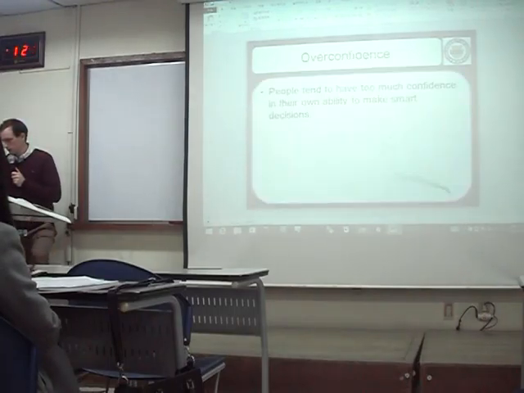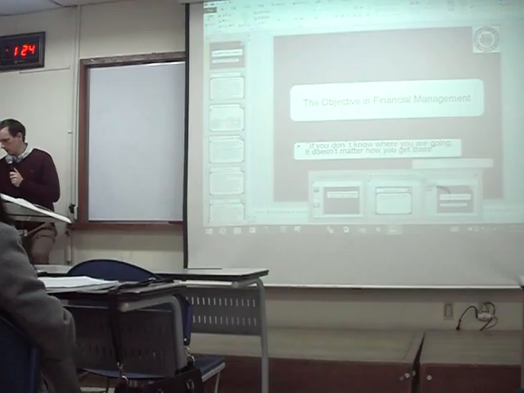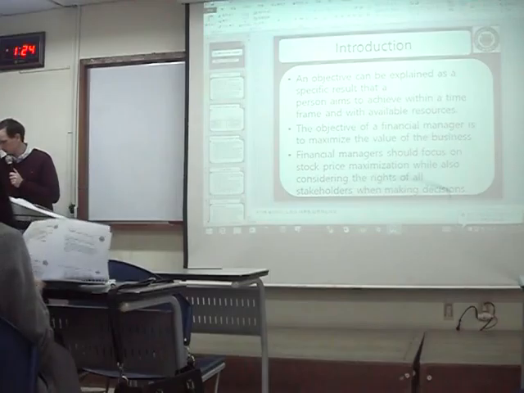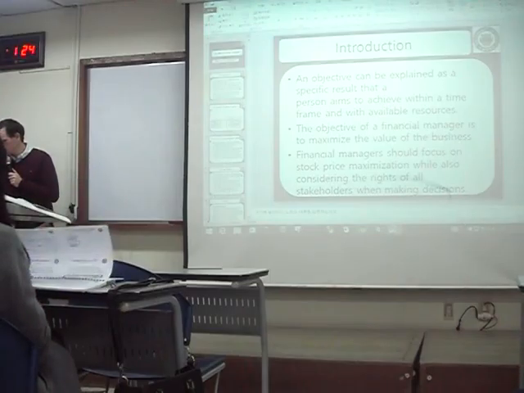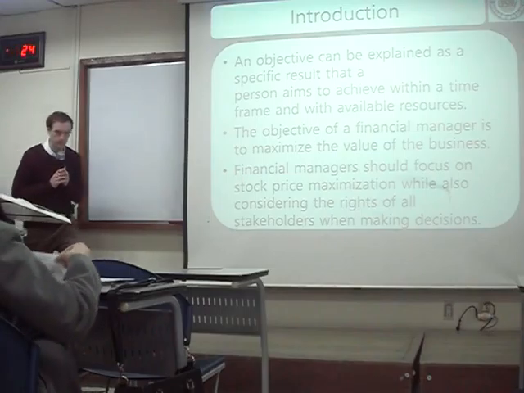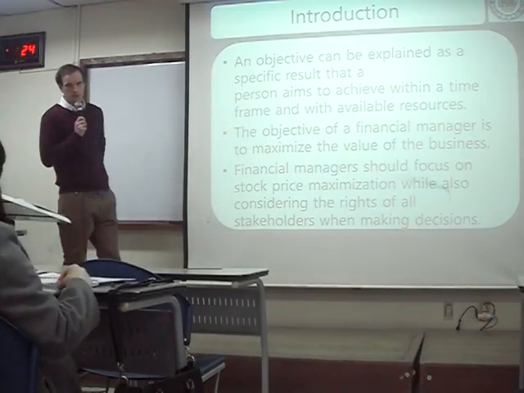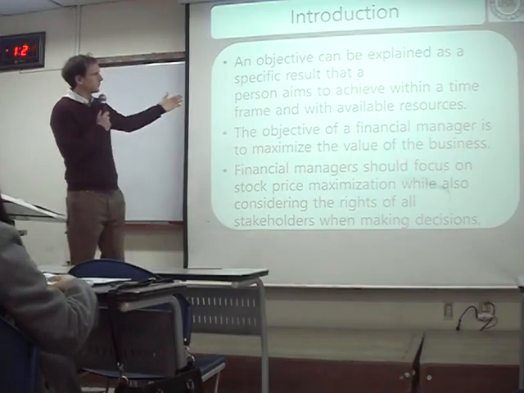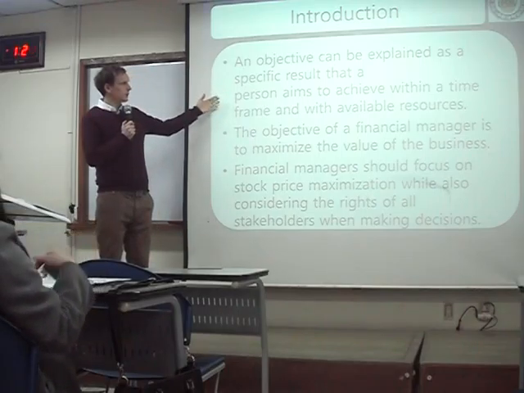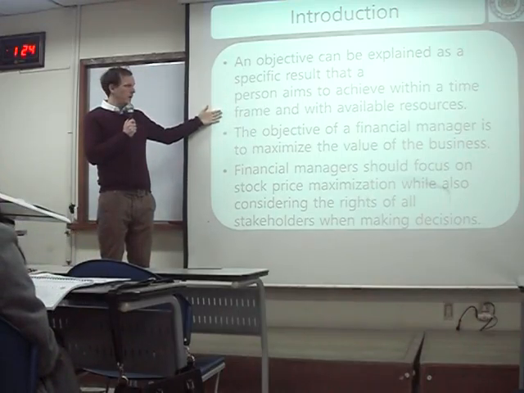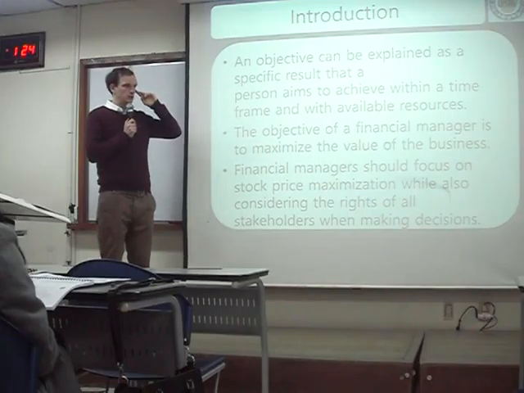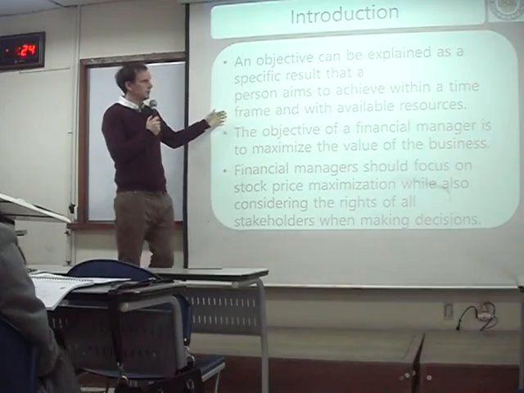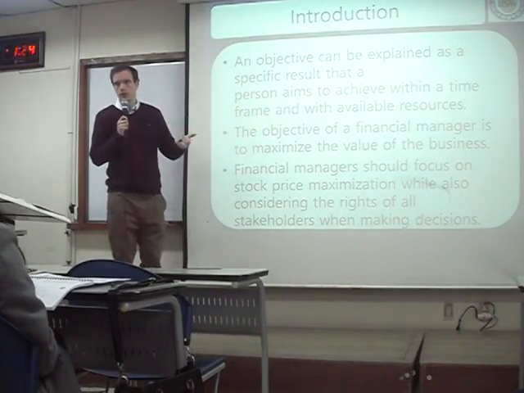Okay? So then let's look at the next part, the objective in financial management. So we're going into the main part of the course. We finished looking at the basics of finance, which are things we should understand, right? So what is an objective? An objective is a specific result that we want to achieve within a time frame and with the resources. Okay? So something we want, a goal, something we want to achieve or do within a certain time using resources like money, time, and people.